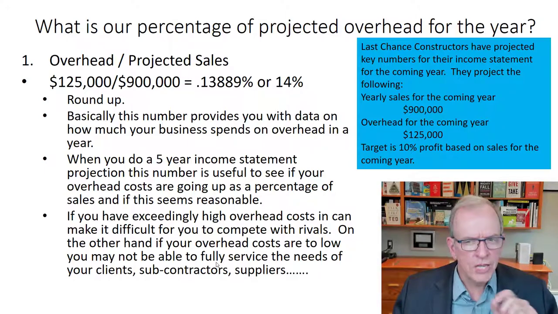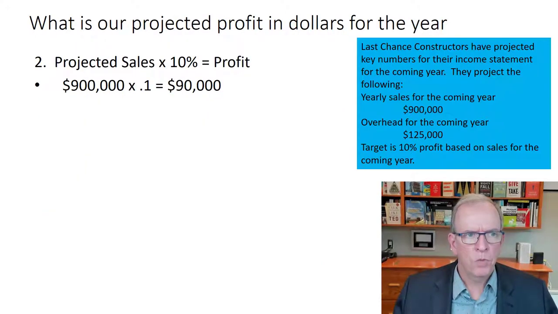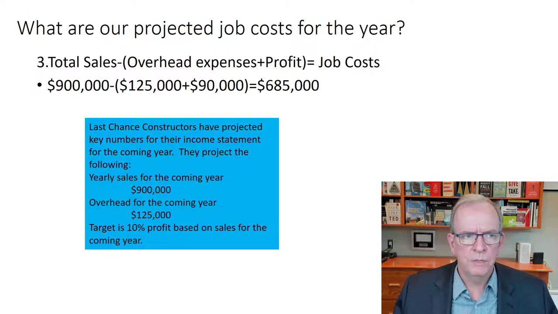So it's good to understand what these numbers mean and then to check the pulse of them as your business is proceeding. What is our projected profit in dollars for the year? Like I said, that was pretty easy. You look at the 900,000 times 10%, or 0.1, that gives you $90,000, right? So we've solved that one.